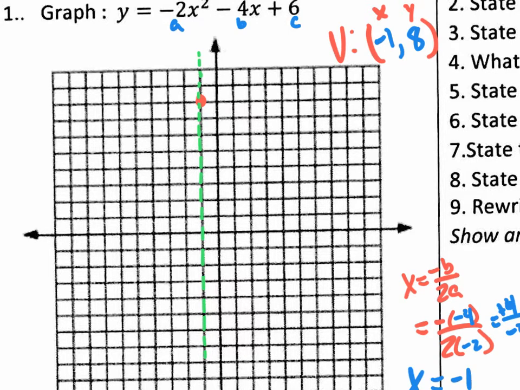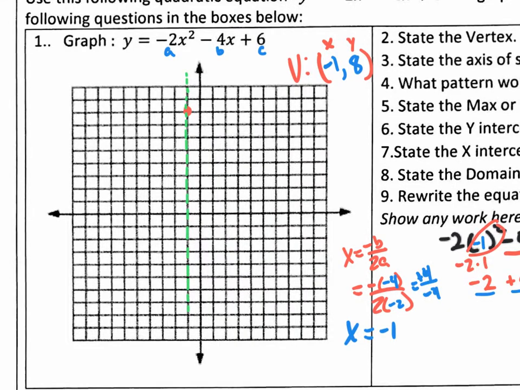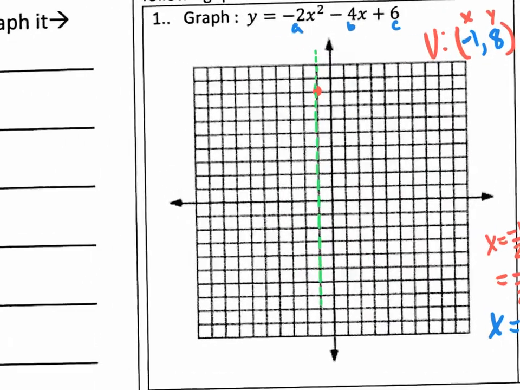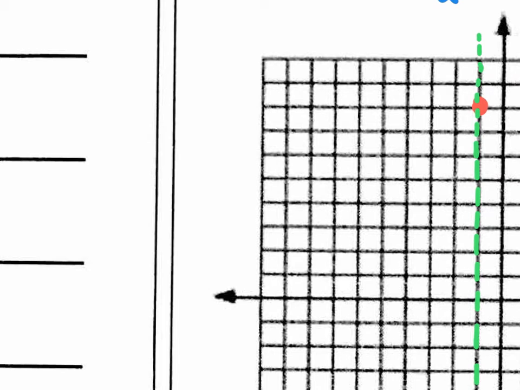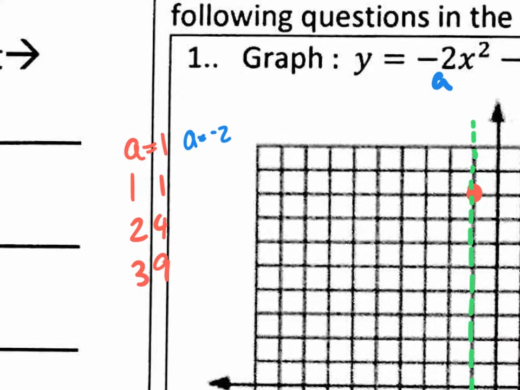And from that point, we need to use a pattern. Could we use the pattern 1, 1, 2, 4, 3, 9? No, the a value is negative 2. So that changes everything, okay? So right here, I want to write my pattern of 1, 1, 2, 4, 3, 9. But I can't use that pattern because this pattern belongs to any quadratic function that has an a value of 1. But we know that this a value is actually what? Negative 2, right? You could see the a value up here.